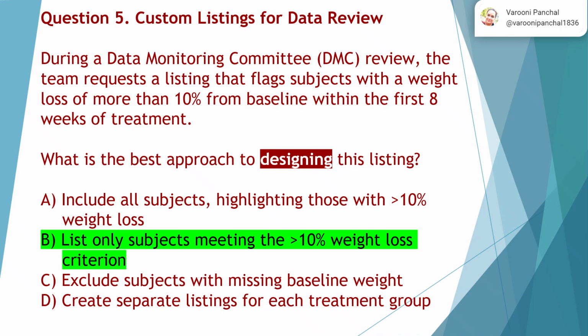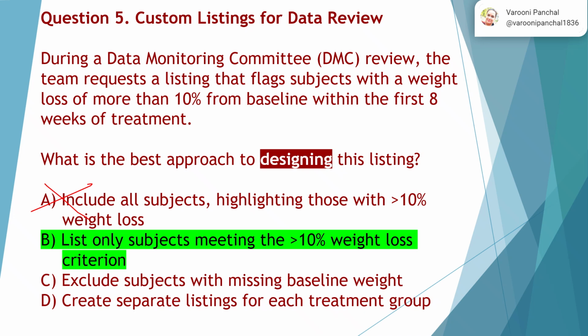Question 5. Custom listings for data review. During a data monitoring committee review, the team requests a listing that flags subjects with a weight loss of more than 10% from baseline within the first 8 weeks of treatment. What is the best approach to designing this listing? Option A, include all subjects, highlighting those with greater than 10% weight loss.